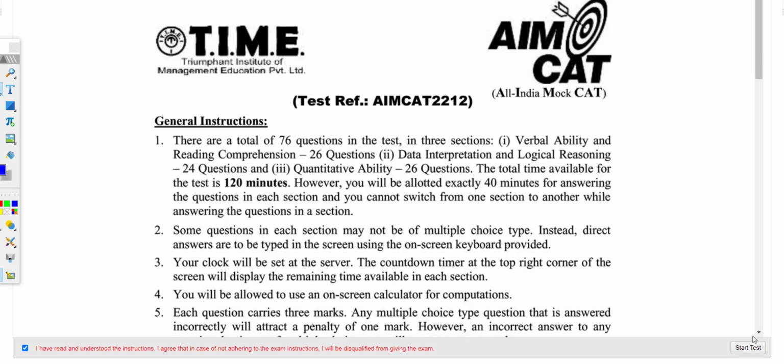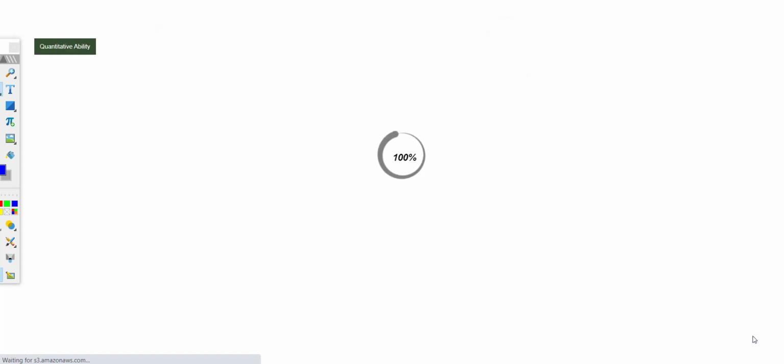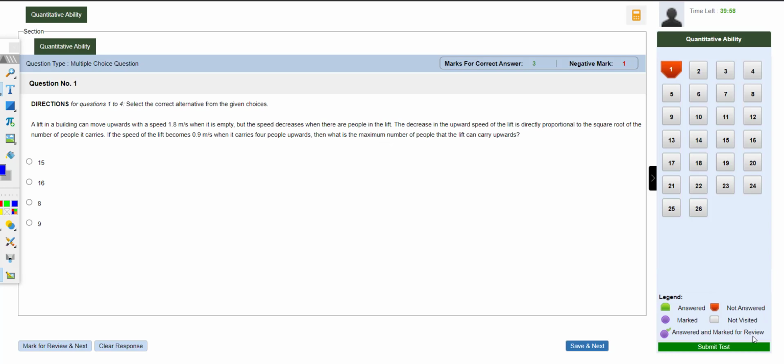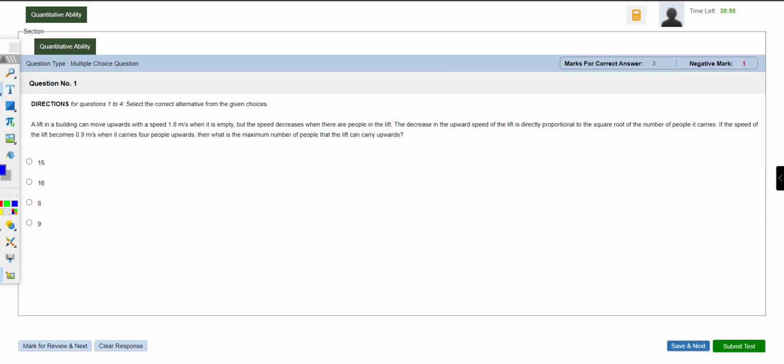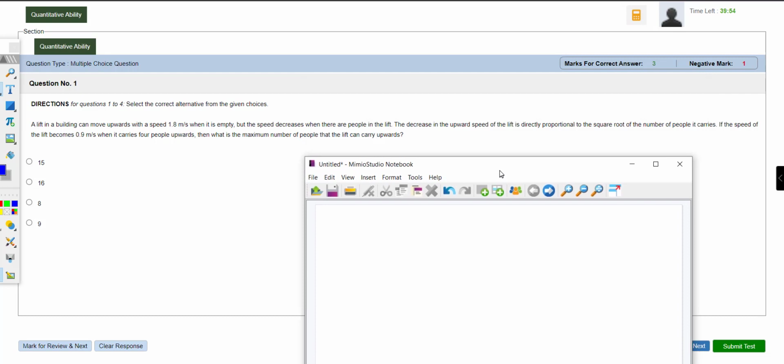Hello everyone. Today we are going to start AIMCAT 2212. We are going to solve the quantitative ability section, which has 26 questions. So let's start with the test. The test is loading. Okay, so I will hide this part. So let's start solving this test.